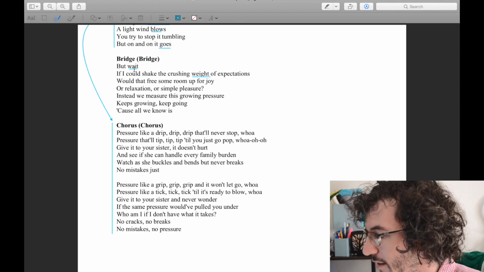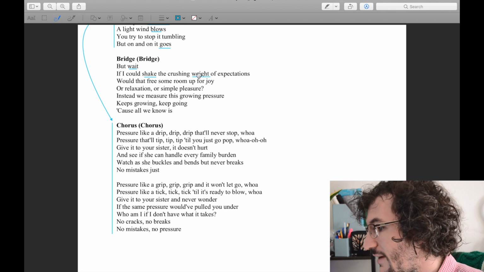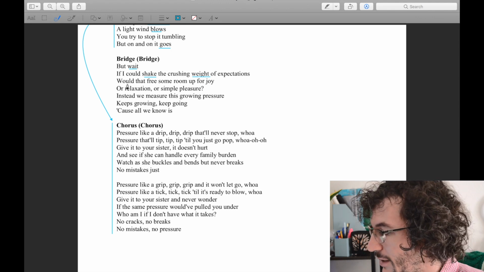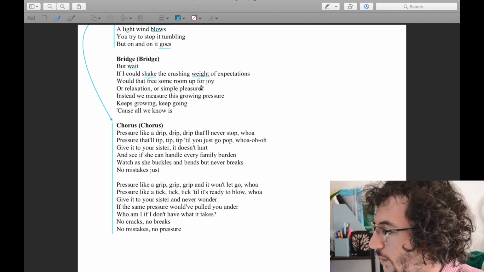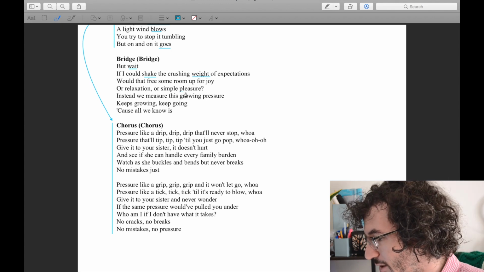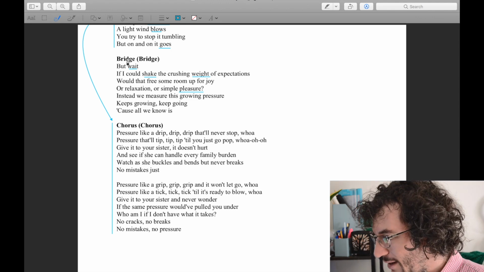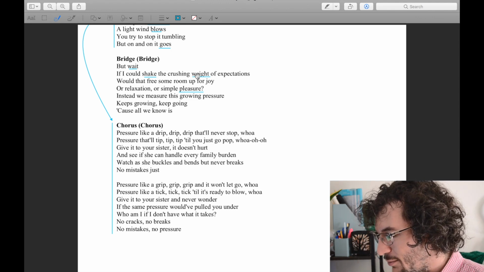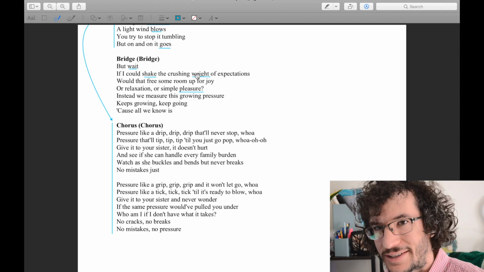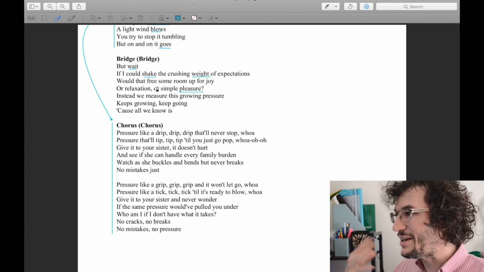But wait, shake, that's that same vowel sound as wait. Crushing weight of expectations. Would that free up some room for joy or relaxation or simple pleasure? Okay, now here we start getting rhymes again. But before that, we have a little bit here that helps us kind of latch onto something, but the rhymes are free. She's thinking about being free.